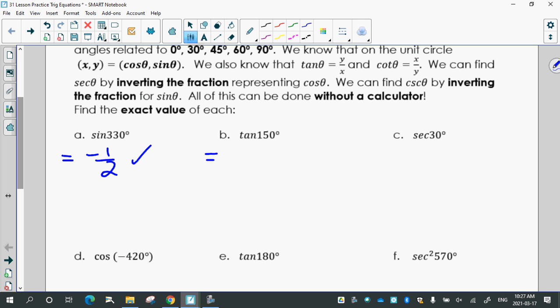Look up 150 on your unit circle. Tan is y divided by x. So 150, the y value is 1/2. And the x value is -√3/2. The 2's divide out. And you're left with -1/√3 for the tan of 150.